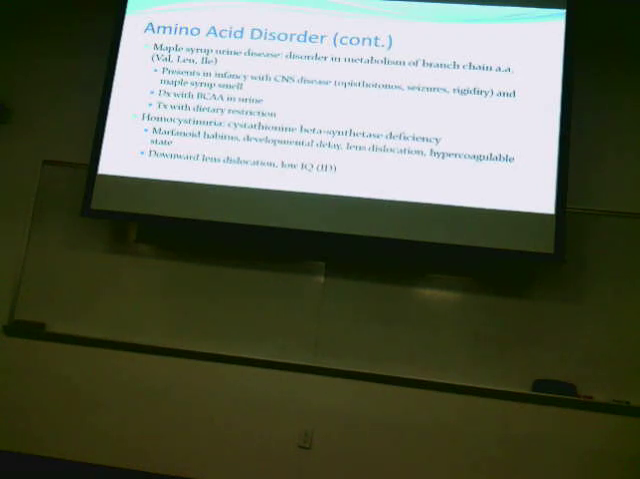Homocystinuria is a defect in the enzyme cystathionine beta synthase, and they have marfanoid habitus, developmental delay, lens dislocation, and a hypercoagulable state. So this is very similar to Marfan syndrome, and the way that we're going to remember this is that with homocystinuria, think about low. They have the downward lens dislocation, unlike Marfan's with the upward, and then have low IQ, which is the intellectual disability. So that's how we're going to remember homocystinuria. Okay.